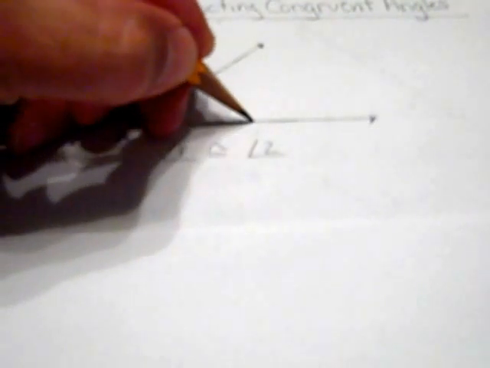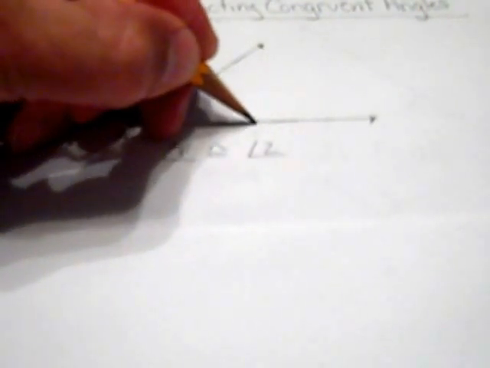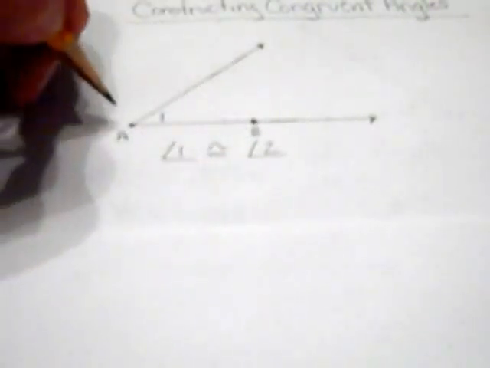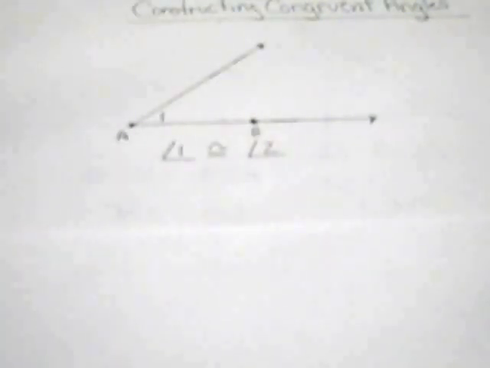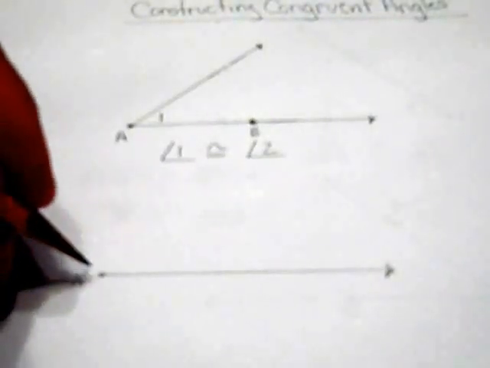So what we're going to do is we're first going to label the vertex as vertex A, and we're going to make a point out here on this ray. So now that we have ray AB, the next thing we're going to do is construct another ray with a ruler, and we're going to call this point A prime.